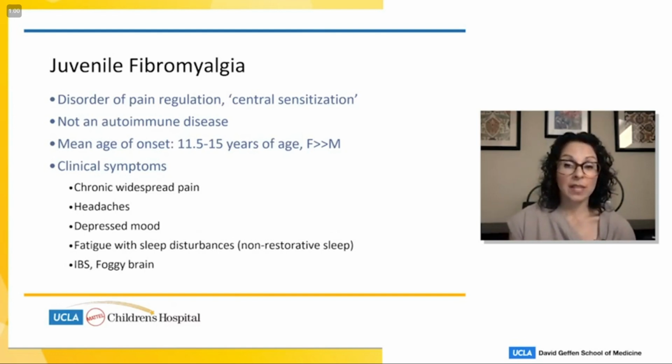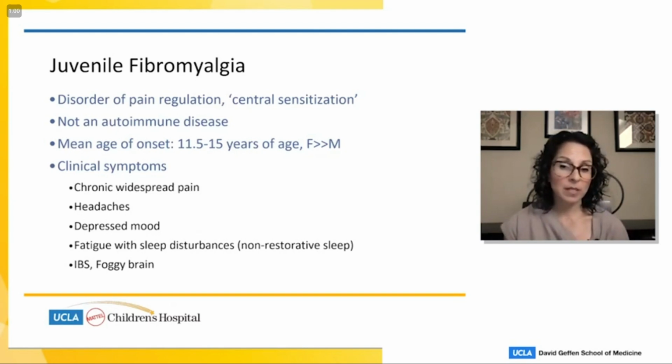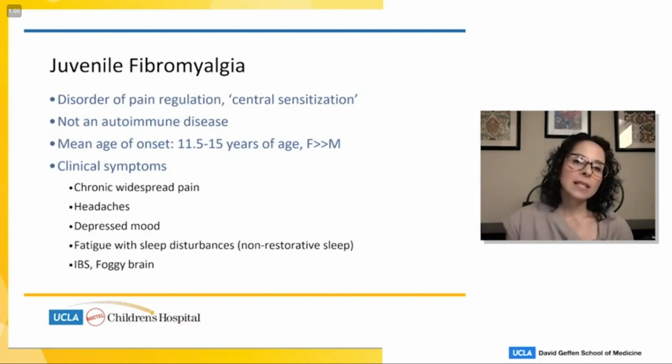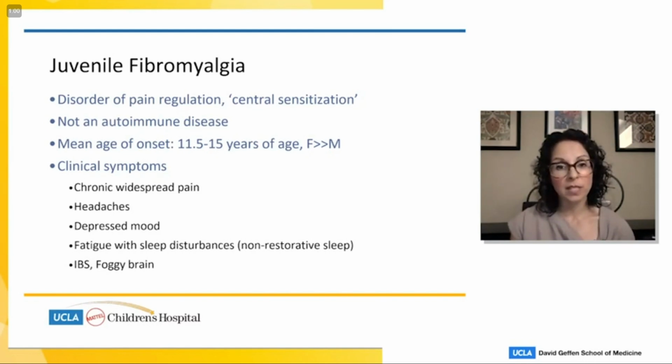Mean onset is during the adolescent period. Females far outnumber males. Clinical symptoms are quite diffuse and include chronic widespread pain, headaches, depression, fatigue with quite classically sleep disturbances, so history of non-restorative sleep, sleeping 12 hours but waking up and feeling like they didn't sleep an hour, irritable bowel syndrome, as well as foggy brain. We can see secondary fibromyalgia in some of our primary autoimmune disease patients.